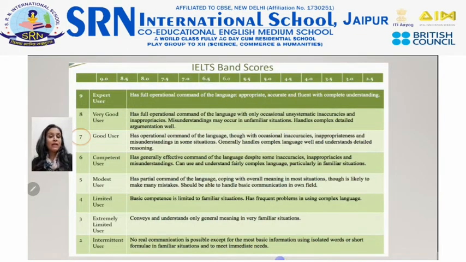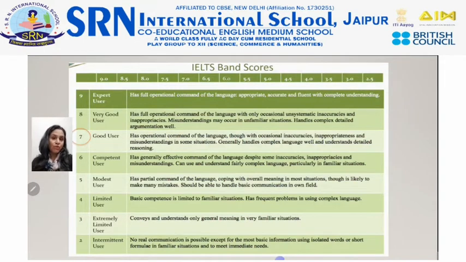Now suppose you get an 8 band score, this shows that you're a very good user of the English language and you can very smartly handle complex details and argumentation. The 7 band score holder has an operational command over the language, though with occasional inaccuracies, inappropriateness and misunderstanding in some situations, generally handles complex language well and understands detailed reasoning.